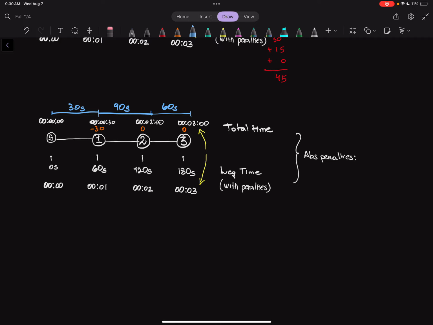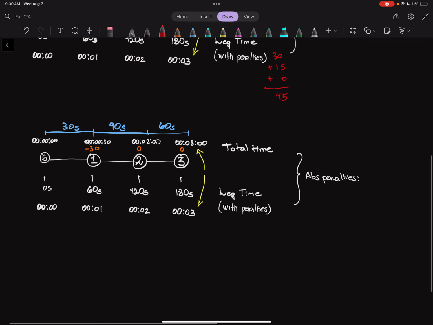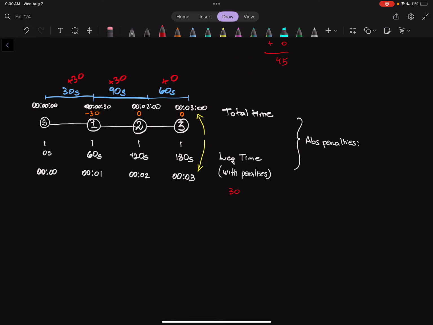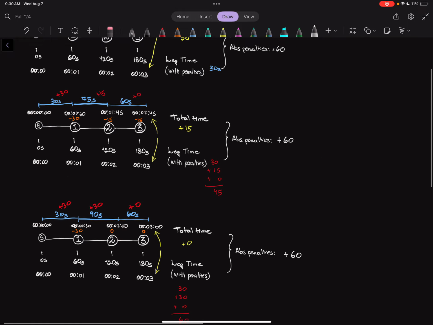So now what's happening? Now let's look at the penalties. Well, here you get 30 seconds off, so plus 30 points. Here you're 30 seconds off, so plus 30 points. Here you're 0 seconds off, so plus 0 points, right? So your leg time penalties are 30 plus 30 plus 0, which is 60. Now you look at your total time. What is the discrepancy between what you planned and what you actually did? 0. So your absolute penalties are still 60, all right?